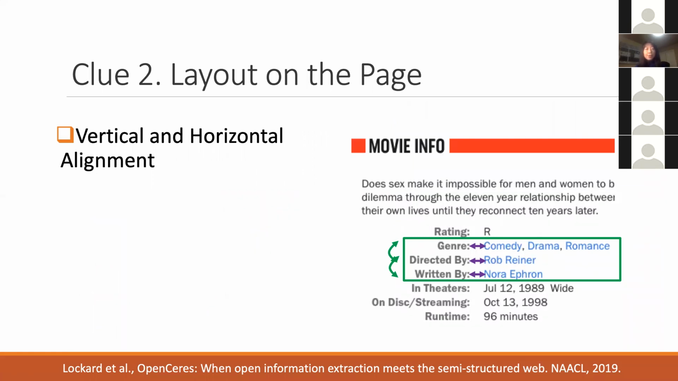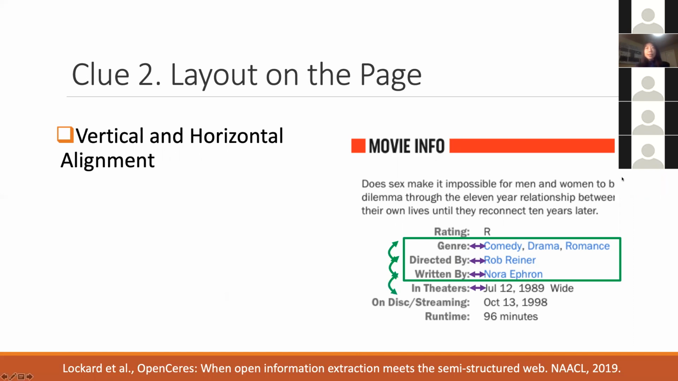Okay, so that's the first clue. The next clue is the layout on the page. So here is a page for this movie, and we know, let's say, the information about the genre, directed by, written by, according to our current knowledge graph. And then just by looking at the vertical and horizontal alignment, we are able to guess something else.